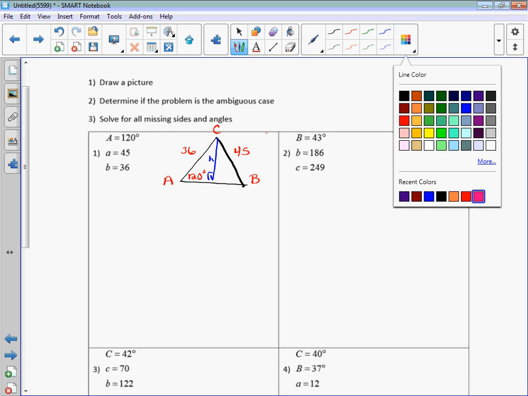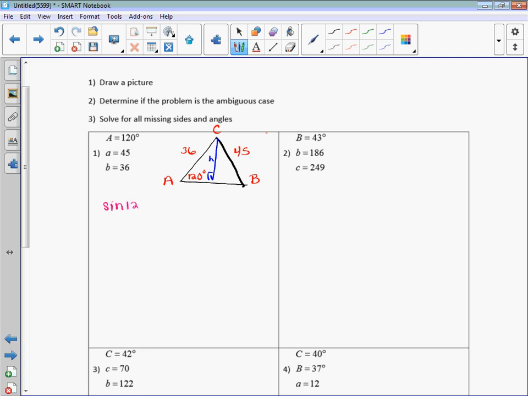Okay. So let's set up how we're going to solve. So I'm going to do sine of 120 over 45 equals sine of B over 36. Why didn't I pick sine of C? Yes, I don't know side c either. I have too many variables, right? Okay. So, for solving this, let me open up my calculator and see if that will work.